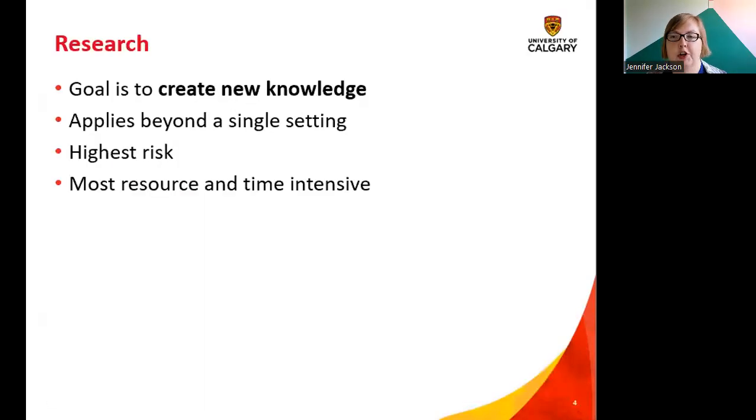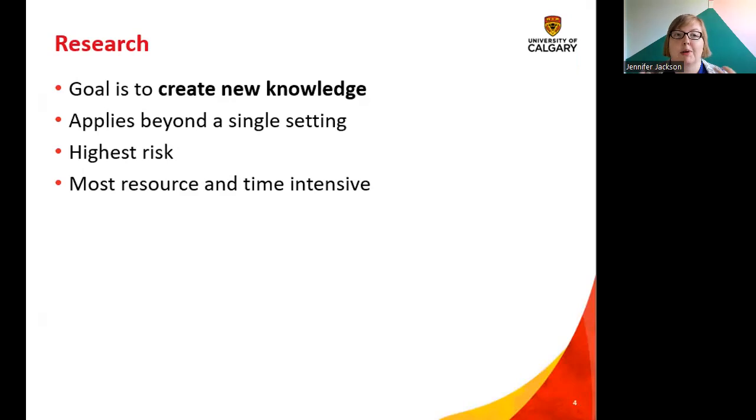So with research, the goal is to create new knowledge. So we are setting off like knowledge astronauts into space to find something nobody's ever found before. So when we do that, there is high risk. So we don't know if the treatment we're going to do is going to work. We don't know if our experiment is going to work.